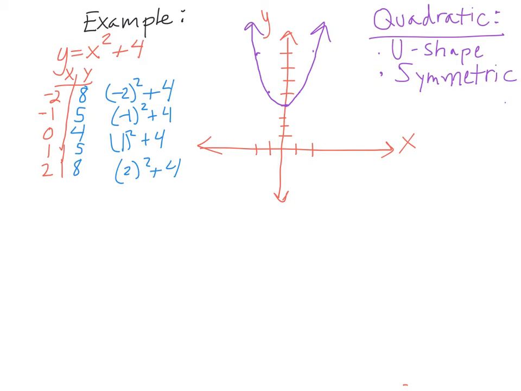Okay, let's look at one more. If you feel like you can put things in a table and get it, okay, that's great. Then you probably are fine. But if you don't, if you're confused, let's look at one more. Okay, so 2y equals x squared plus 4x plus 3.